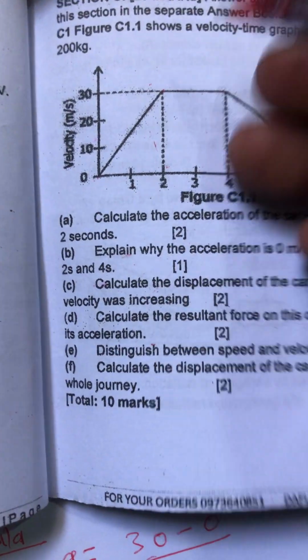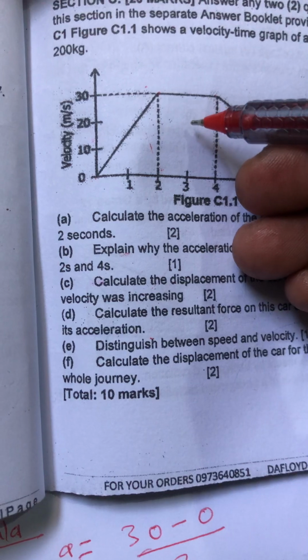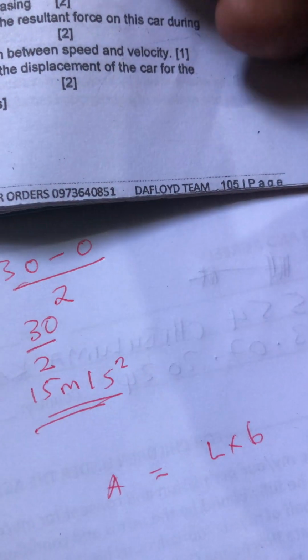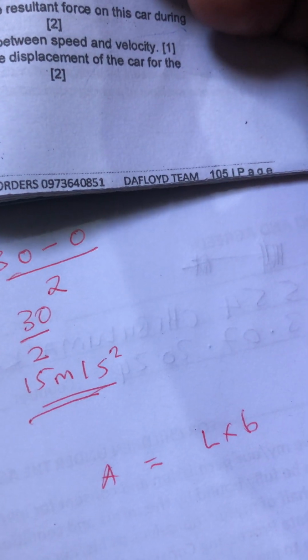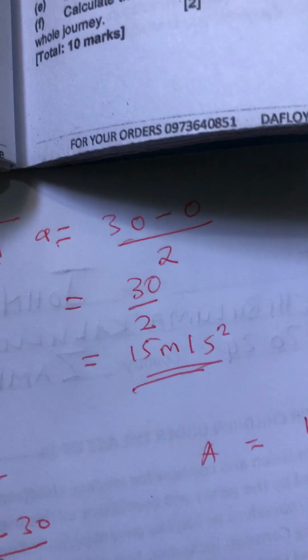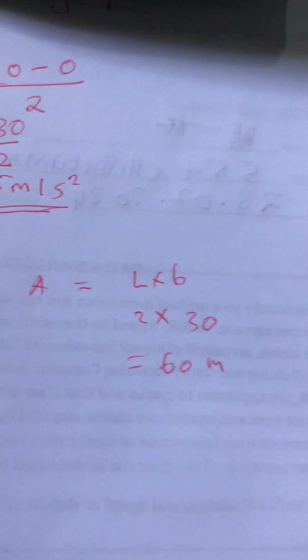So we can also focus on this one. This is a rectangle. We know the formula for calculating the area of a rectangle. It is just L times B. So what is the L? It can be this one, from here to there, that is 2 steps. So you put your 2 there, multiplied by the 30 from here to there. So that is 60 meters.